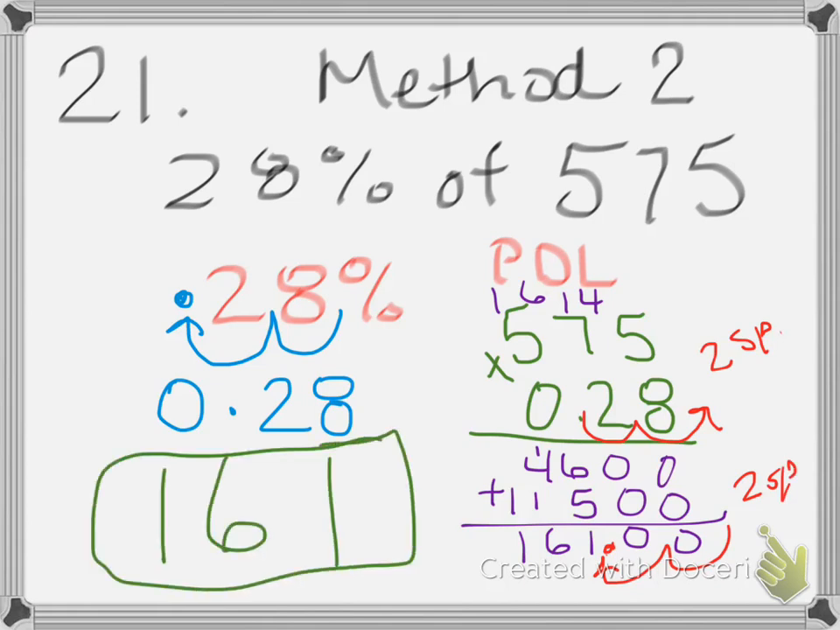On your paper, you should write 2 spaces, 2 spaces, so that you really solidify your understanding of moving that decimal out and then moving it back in. So your final answer again is 161. So you'll get the same answer with both methods.